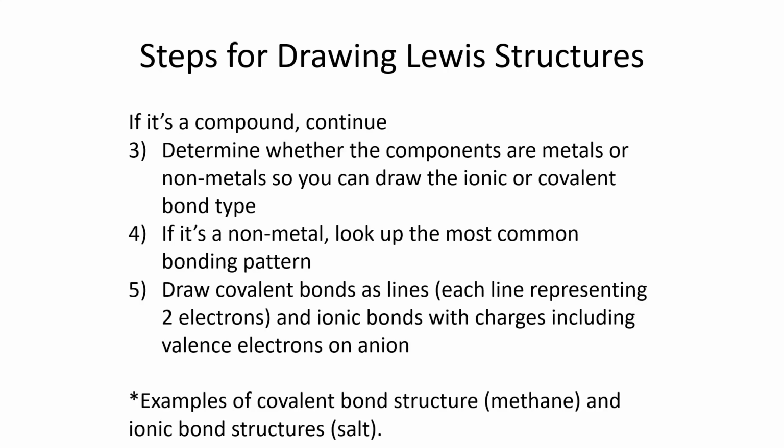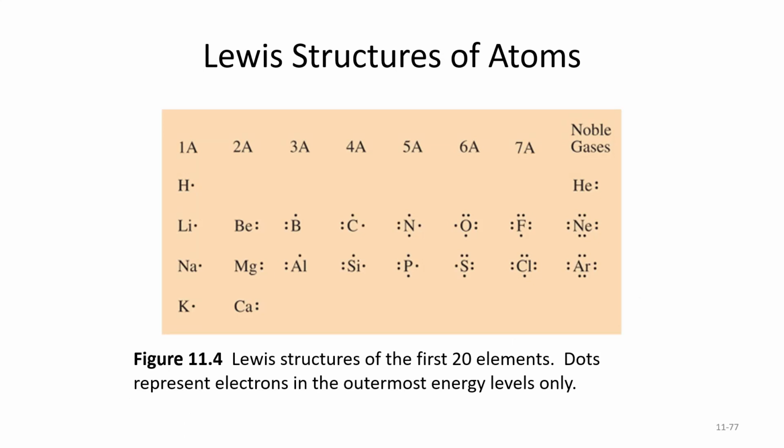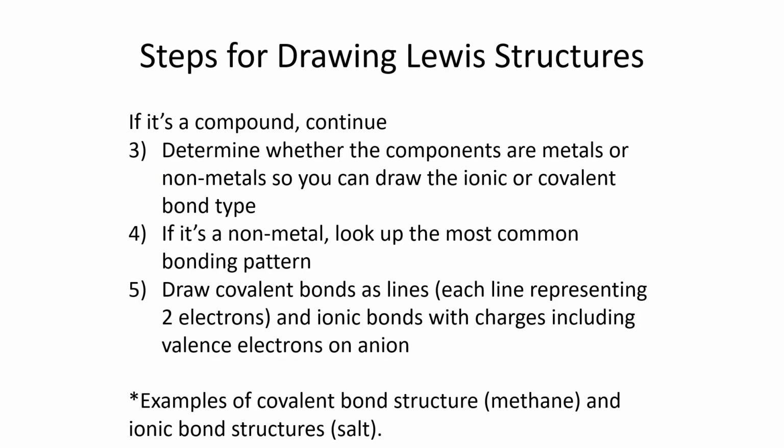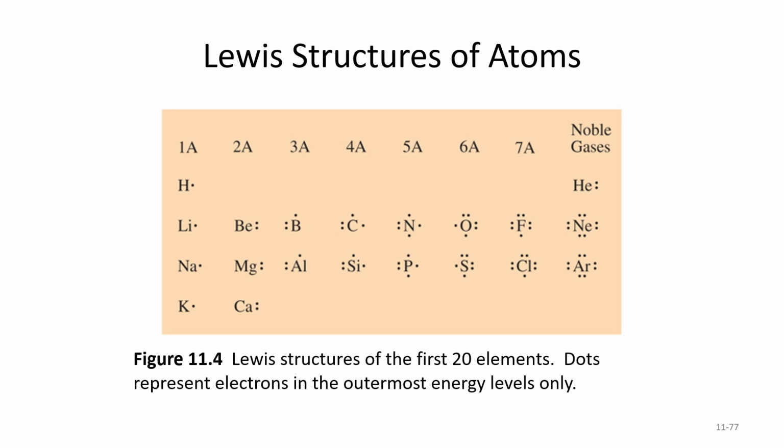But if it's a compound, so it's bonded to something, you're then going to determine whether the components are metals or nonmetals, so you can draw the ionic or covalent bond type. If it's a nonmetal, you're going to look up the most common bonding pattern. You're going to draw covalent bonds as lines, each line representing 2 electrons, and ionic bonds with charges including valence electrons on the anion. Examples of covalent bond structures: methane, and ionic bond structures: salt. We're going to go through some examples as we continue through here. This is just showing you some Lewis dot structures of various atoms.